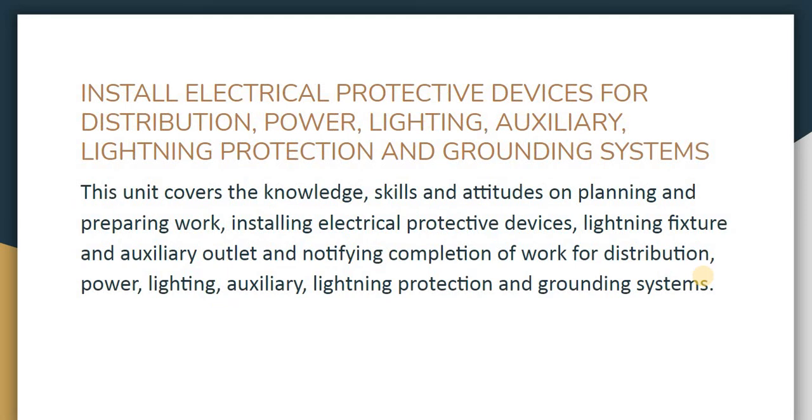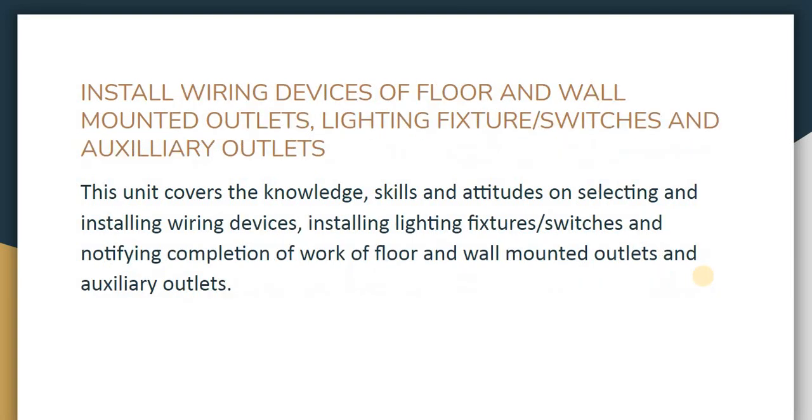And this second core competency, this unit covers the knowledge, skills, and attitude in planning and preparing work, installing electrical protective devices, lighting fixture, an auxiliary outlet, and notifying completion of work for distribution, power, lighting, auxiliary, lighting protection, and grounding systems. So it will be all about installation of the protective devices. Install wiring devices of floor and wall mounted outlets, lighting fixtures or switches, and auxiliary outlets. So this unit covers the knowledge, skills, and attitudes on selecting and installing wiring devices, installing lighting fixtures or switches, and notifying completion of work for floor and wall mounted outlets and auxiliary outlets.